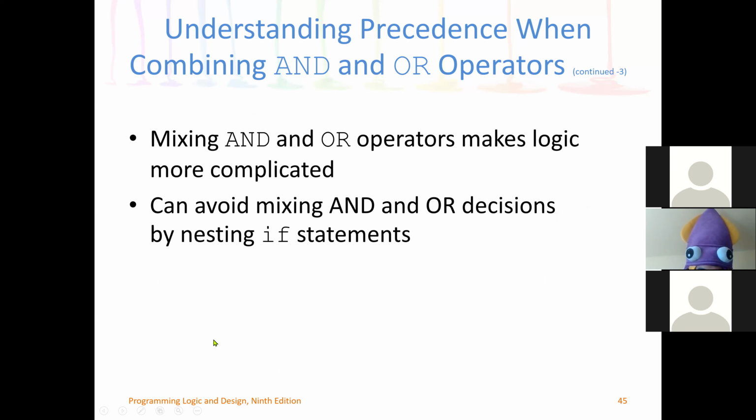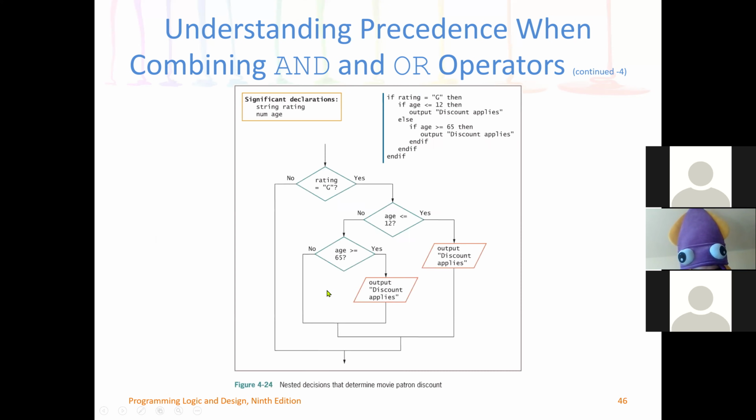So here they're telling us mixing and or operators makes logic more complicated. But again, it's not really complicated. You just have to be careful with the order of precedence, which operator will execute first and which operator will execute last. So we can avoid mixing and or decisions by using the nested if statement. Also, we saw from the beginning of the example, if I have two conditions and I don't want to use the logical operators, then I'll use the nested if statement. One first if statement, then the second inside the if statement, instead of combining them. So that can be the solution also.